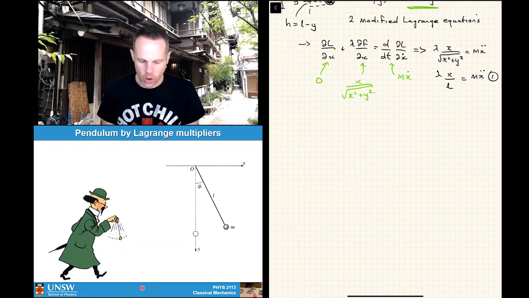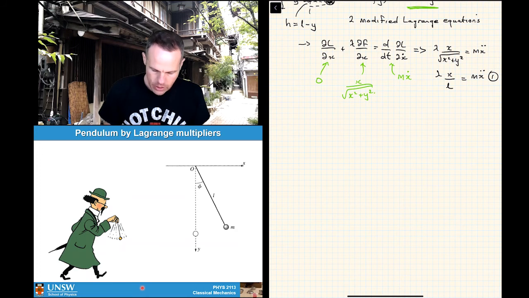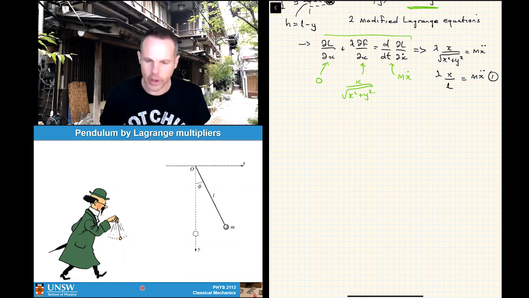All right, for the second one, everything is going to be similar in terms of this overall equation at the top. So I'm going to save myself time and not write it again.